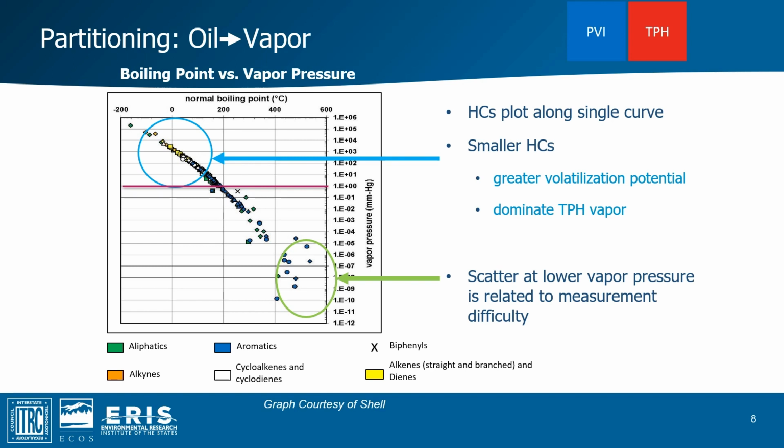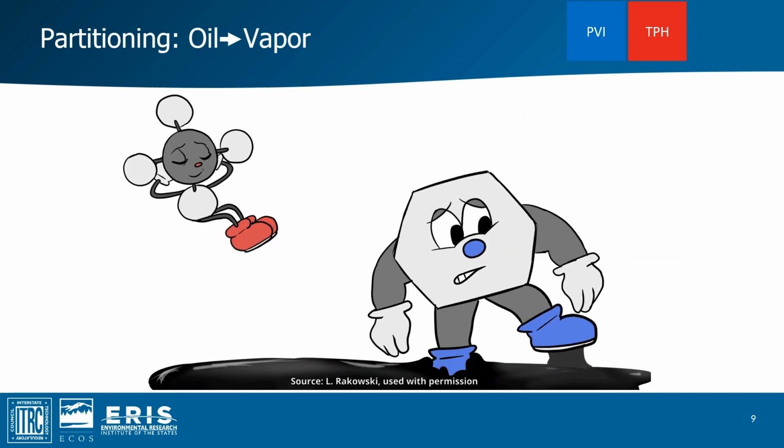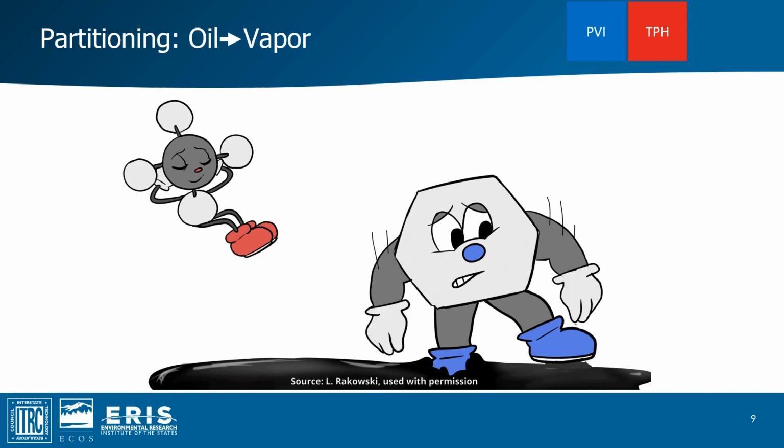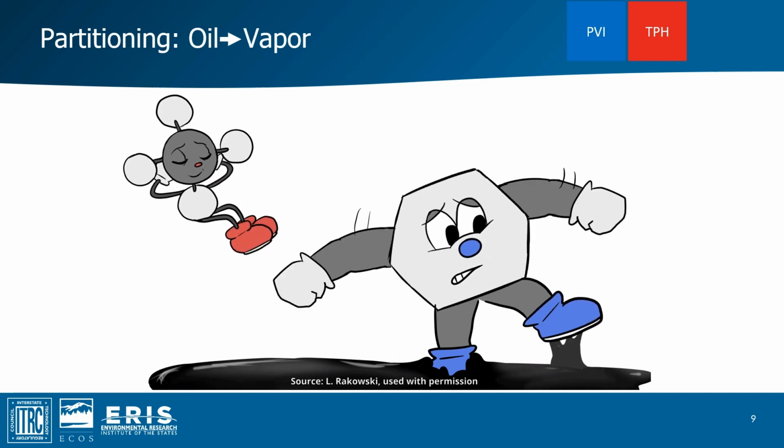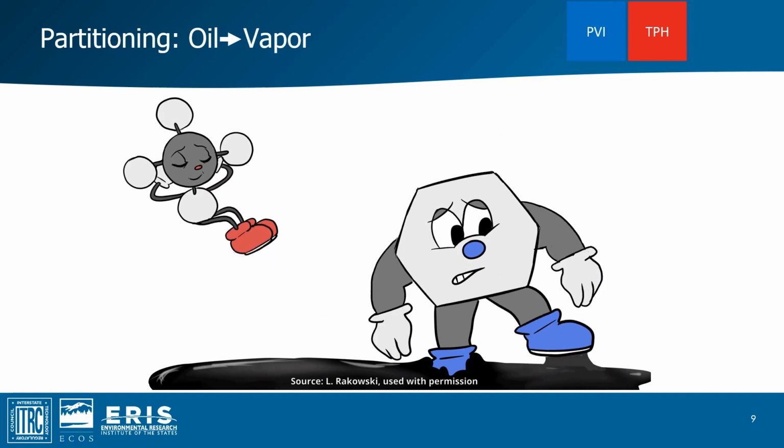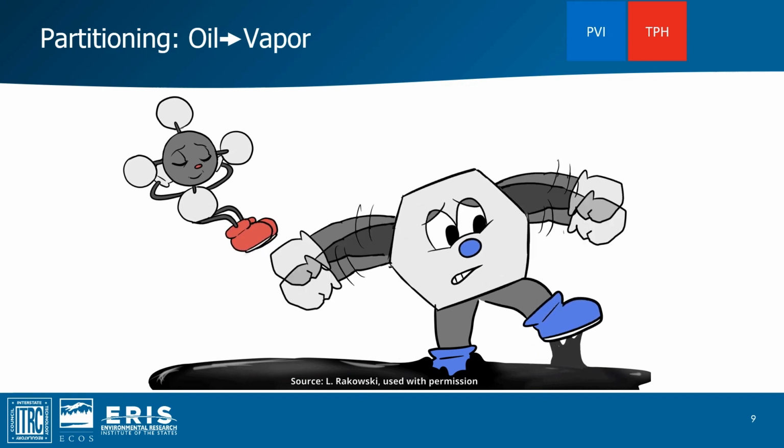Notice that when vapor pressure drops and boiling point increases, there is more scatter on the graph, which is due to difficulty in measuring these compounds. Our smaller and lighter hydrocarbon is showing off his volatilization skills, while the larger hydrocarbon attempts to volatilize, but is just too heavy.